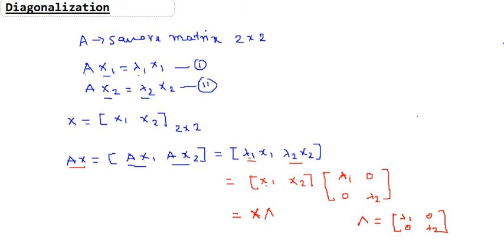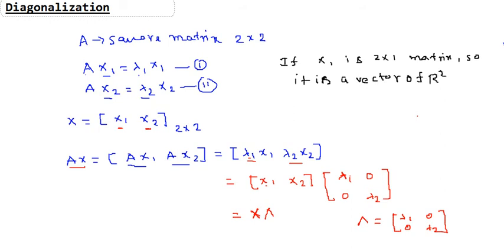Now x is basically a 2 by 2 matrix. Suppose x is a square matrix; in some cases it will become a square matrix, we will talk about that. It is a square matrix if we have these eigenvectors x1 and x2. x1 is a 2 by 1 matrix, so it is a vector of R2. Similarly x2 is a vector of R2.